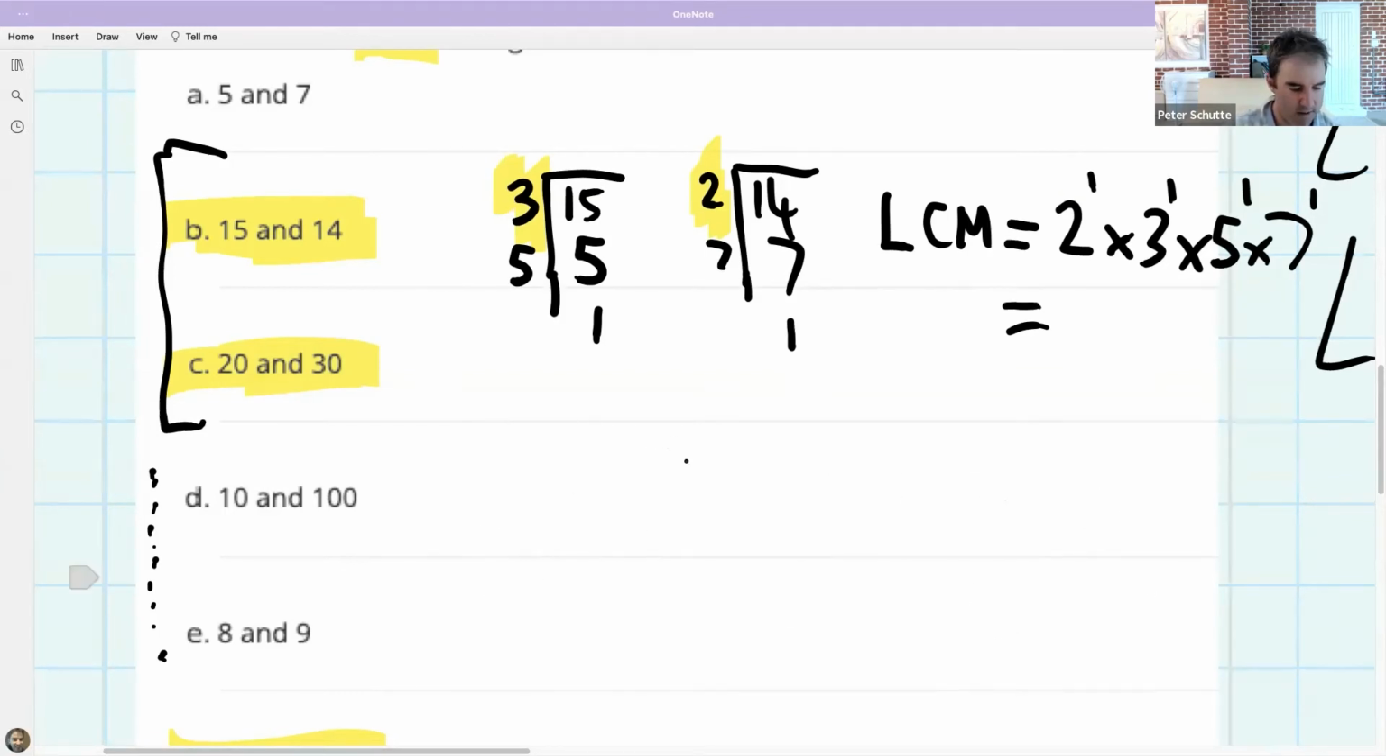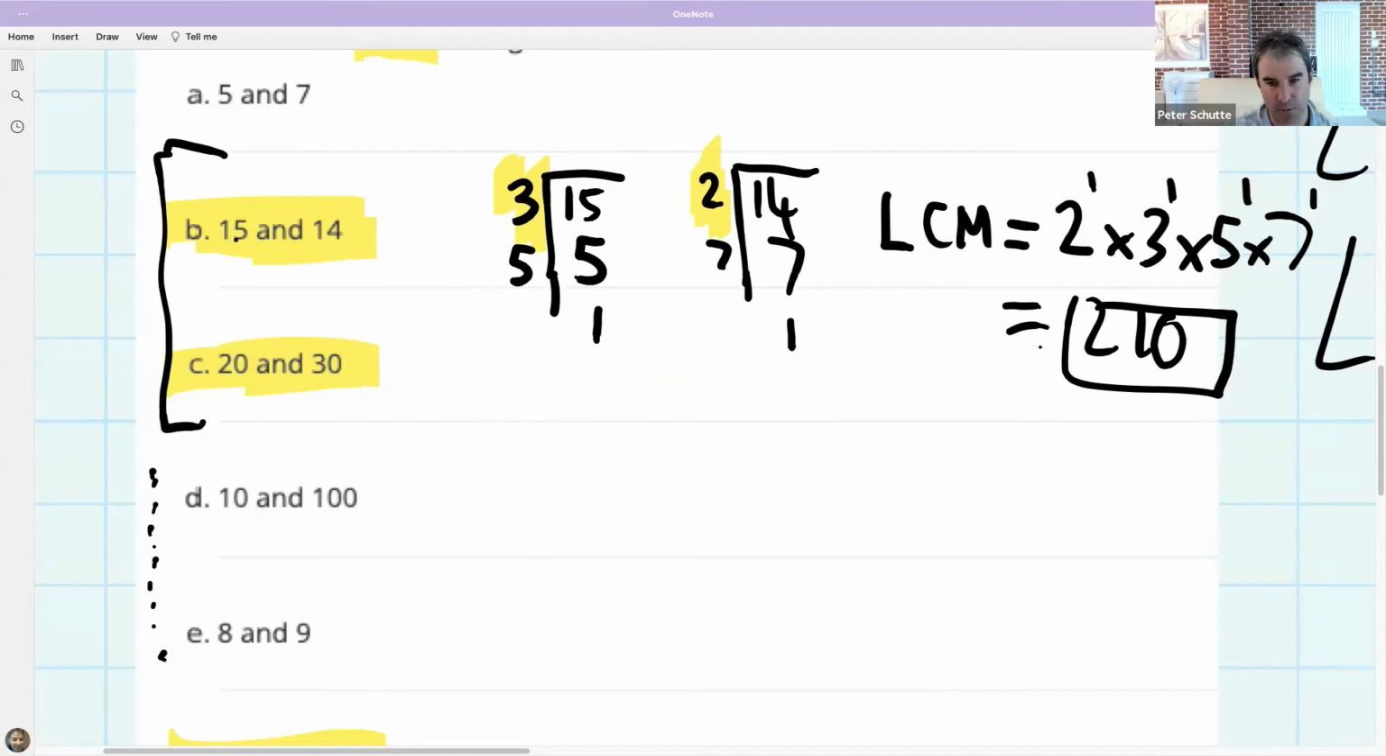So just to show you here, the LCM: 2 times 3 is 6. 6 times 5 is 30. 30 times 7 is 210. Now, if you count in multiples high enough, you will see that the LCM of 15 and 14 is 210.